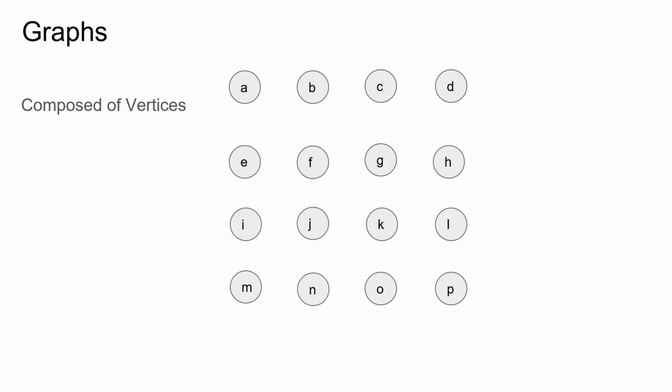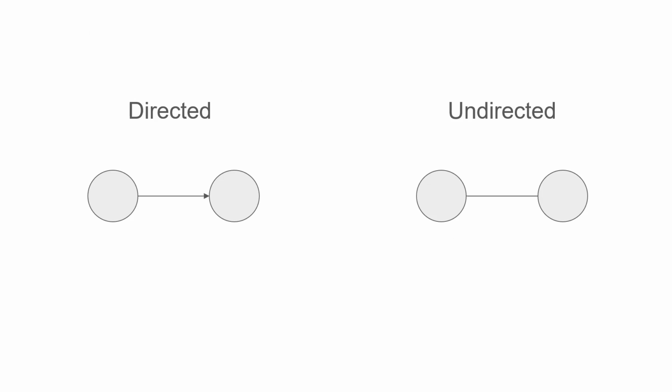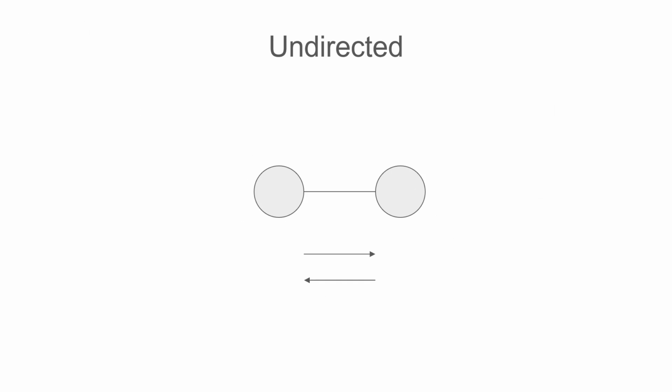A graph is a structure that is composed of vertices and edges, where each edge connects exactly two distinct vertices. The edges in a graph can either be directed or undirected. An undirected graph has edges that can be traversed in either direction. On the other hand, a directed graph means that an edge can only be traversed one way.